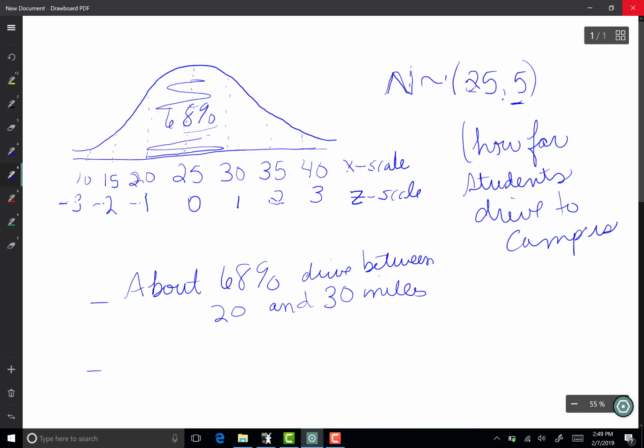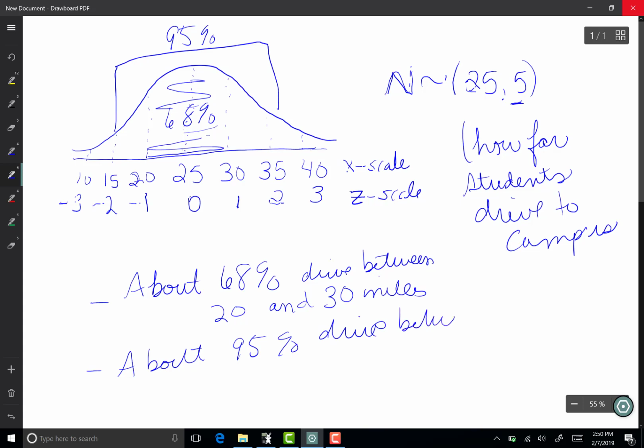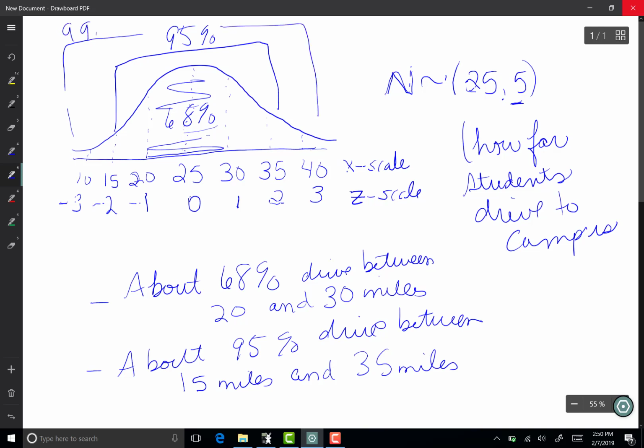The empirical rule also says about 95% fall within 2 standard deviations of the mean. So this would be saying in our data about 95% of students drive between, what was 2? 15 miles and 35 miles. And then for 3 standard deviations, the empirical rule tells us 99.7% of the data fall.